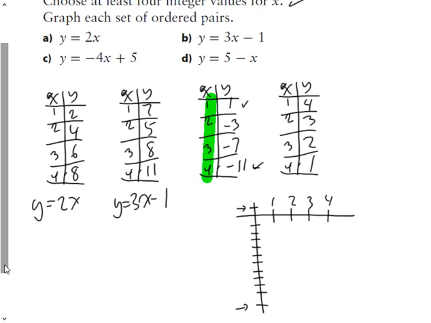So when I graph them, x is 1, y is 1 is right there. X is 2, y is negative 3 is right there. X is 3, y is negative 7 is somewhere around here. And 4, negative 11 is right around there. When I connect the dots, I make a line.